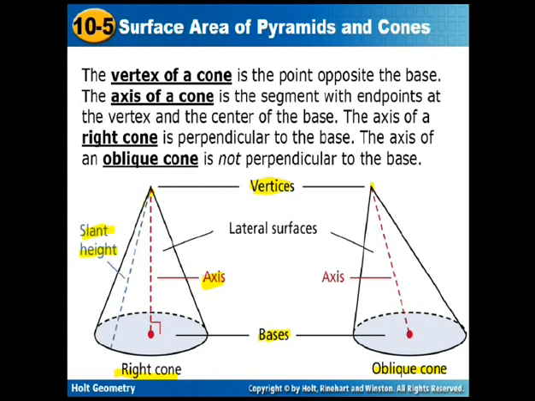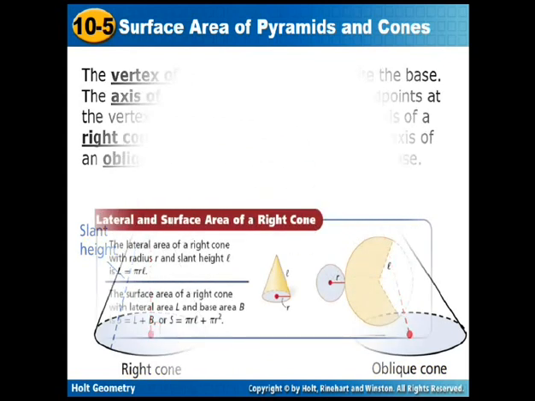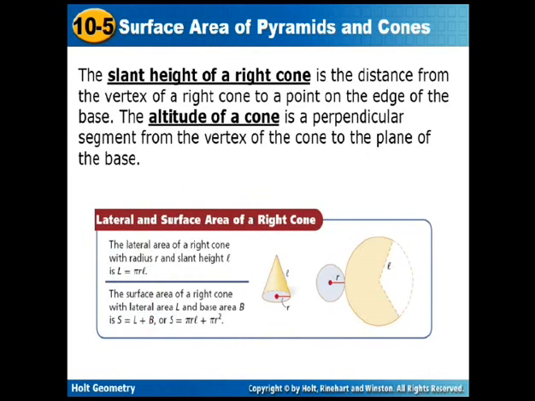We will also, here as we said before, focus on the right cone only. Now for the lateral area of the cone, we will apply this formula, pi r L. R is the radius of the circle, the base, and L is the slant height.